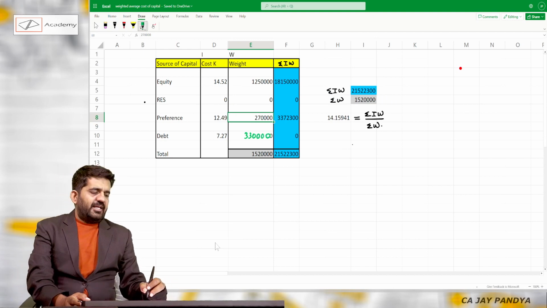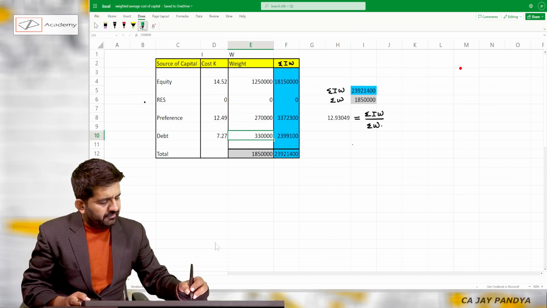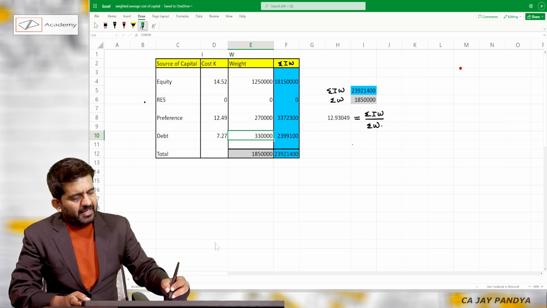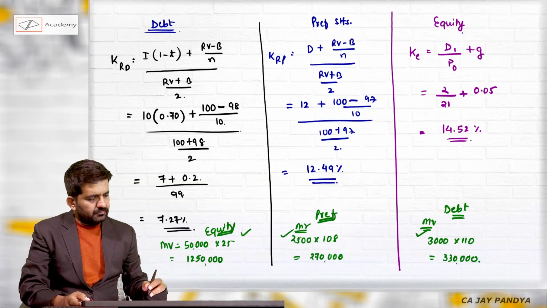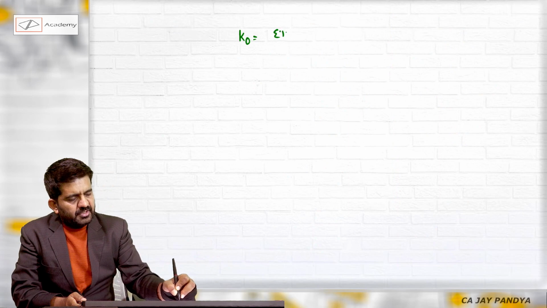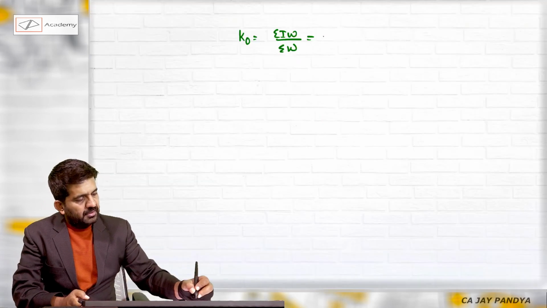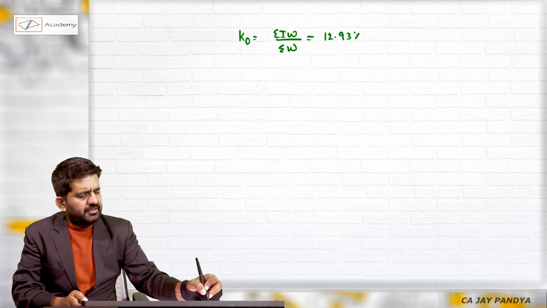I will be directly getting the answer of sigma IW divided by sigma W, which is 12.93. So my Ko, sigma IW divided by sigma W, is 12.93%.